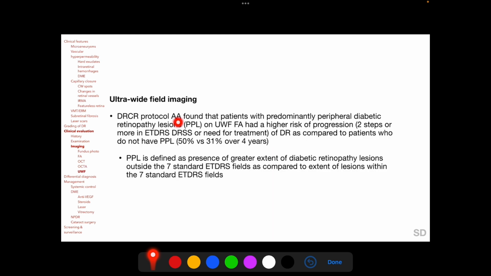DRCR protocol AA found that patients with predominantly peripheral diabetic retinopathy lesions on ultrawide field fluorescein angiography had a higher risk of progression of diabetic retinopathy as compared to patients who do not have predominantly peripheral lesions of diabetic retinopathy.